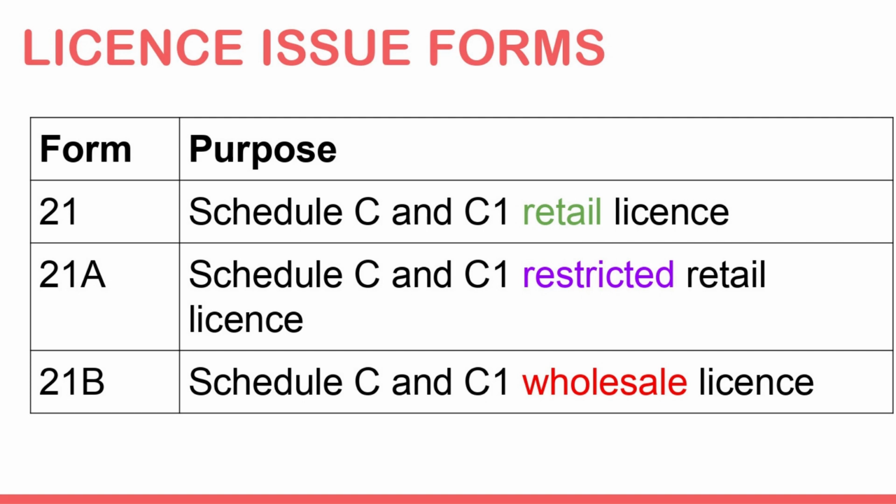Now 21B. We know B is for blow. That is, B is for W or wholesale. Here 21B form is for obtaining a license for the wholesale of Schedule C and C1 drugs.